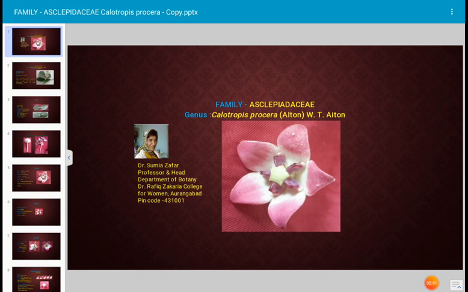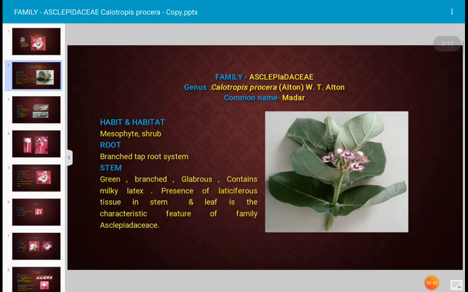It is poisonous and generally regarded as a weed, and in Marathwada the plant is present everywhere on open land, on roadsides and all open areas. It is a mesophyte that requires a moderate amount of water, and it is a shrub. The root system is branched. It is a taproot system, that means it is a dicot plant. Stem is green, it is branched.